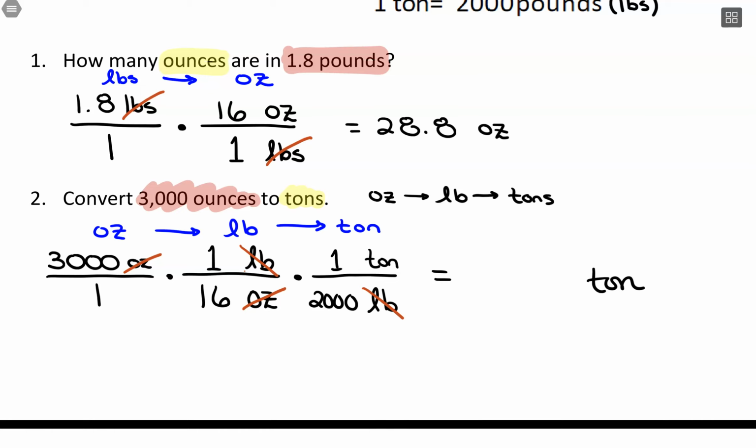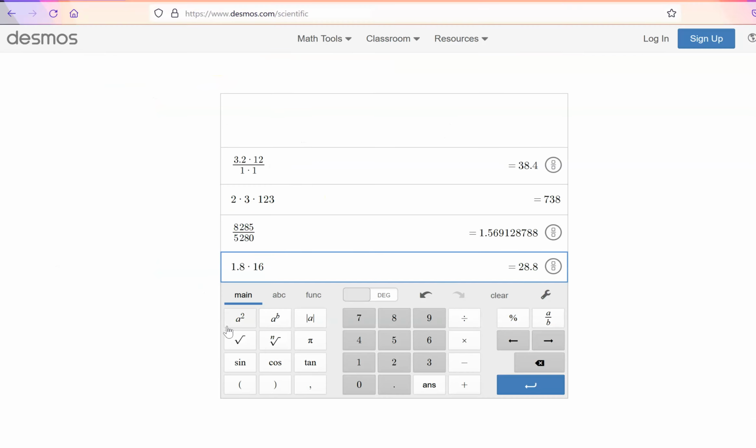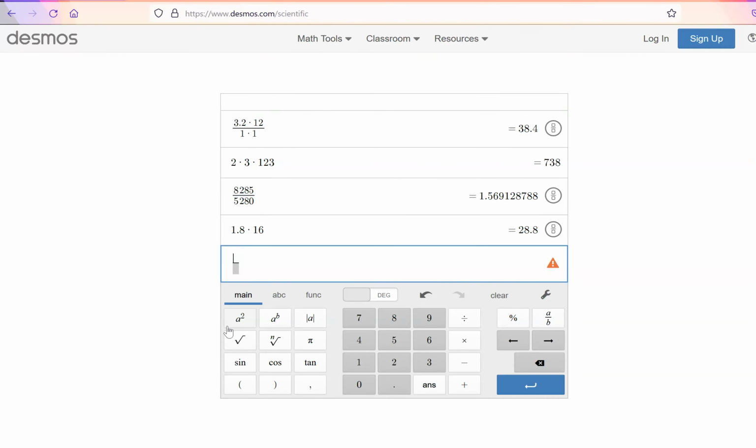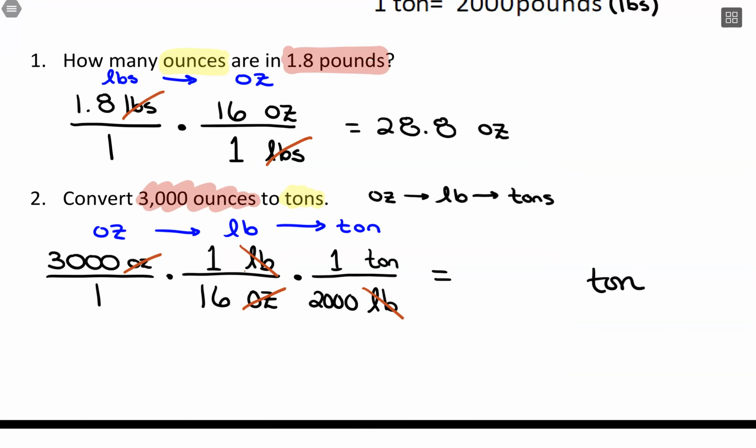And then numerically, let's see, in the numerator we have 3,000 times 1 times 1, and then the denominator 1 times 16 times 2,000. So we can go ahead and plug all of that in. Let's see, 3,000 times 1 if you want to have those in there, or you could skip the ones, divided by 1 times 16 times 2,000. And let's go ahead and round to 2 decimal places for 0.09. So this will be 0.09 tons. And it's done.